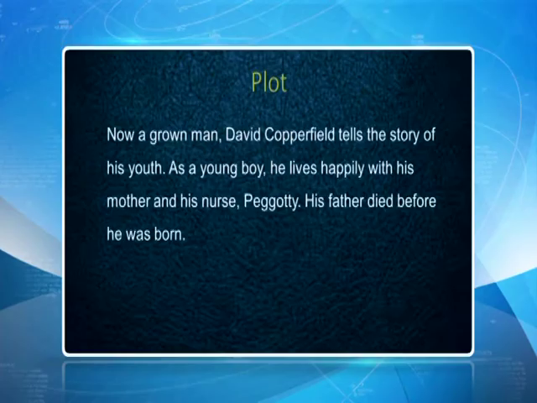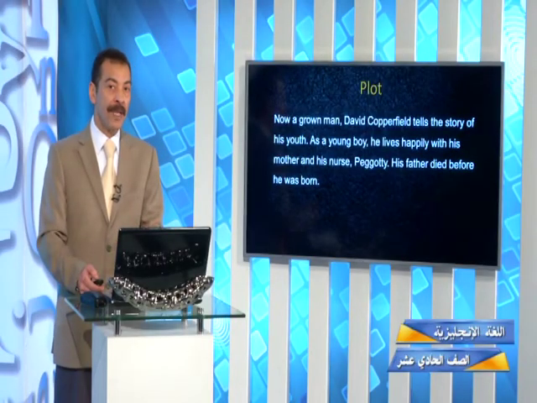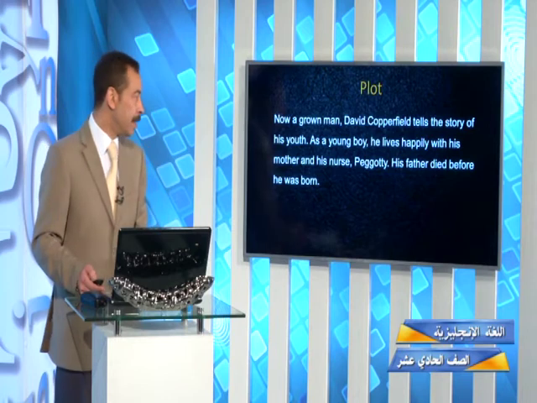Now a grown man, David Copperfield tells the story of his youth. As a young boy, he lives happily with his mother and his nurse Peggotty. His father died before he was born. So you see, that first we are talking about David Copperfield as an orphan. That is, his father died before he was born, and he had to live with his mother and his nurse Peggotty.